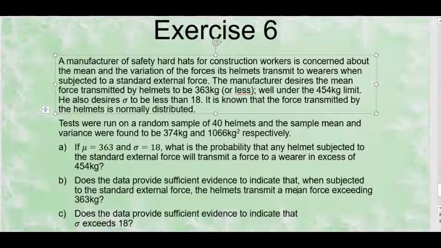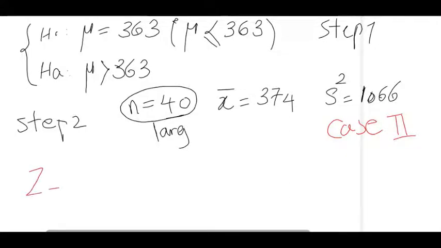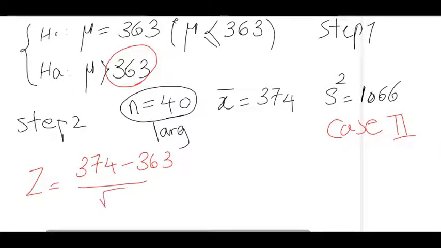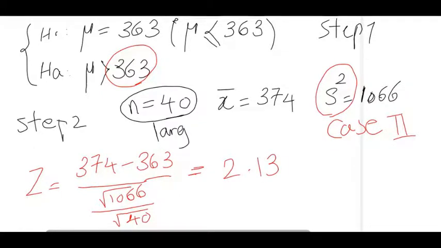So we need to calculate the z statistic: x bar minus mu 0 divided by s, where this is the square root of s2 divided by n, and n is 40. So the test statistic is 2.30. We have a right tail test.